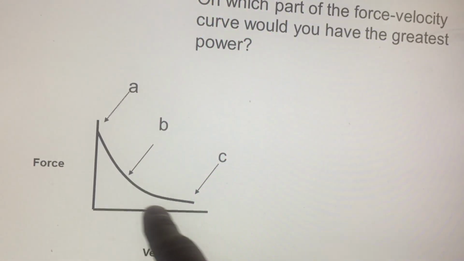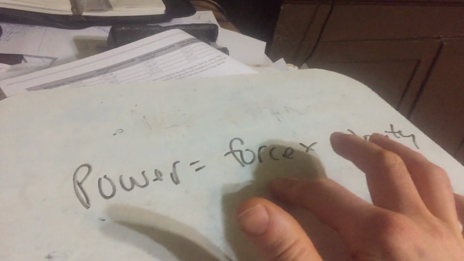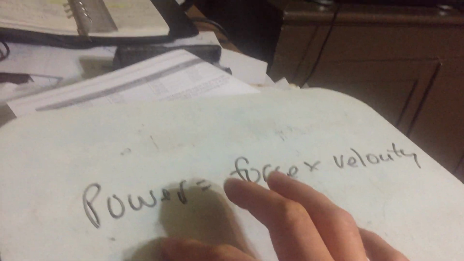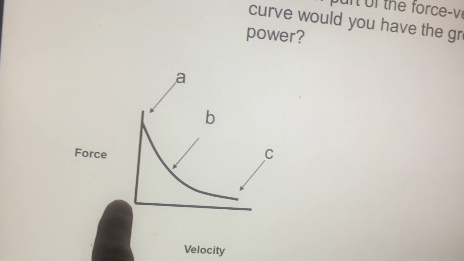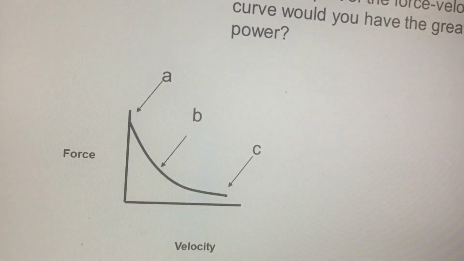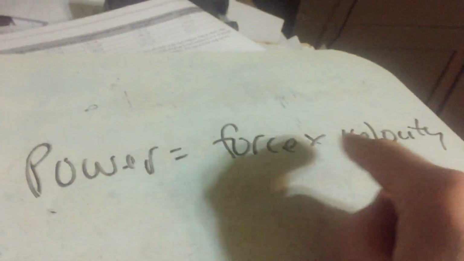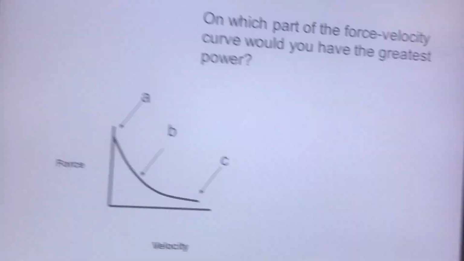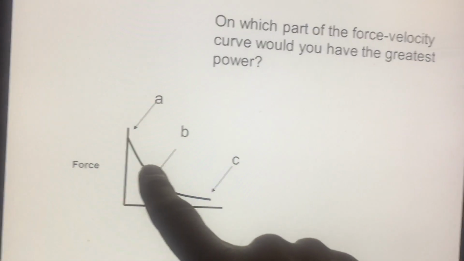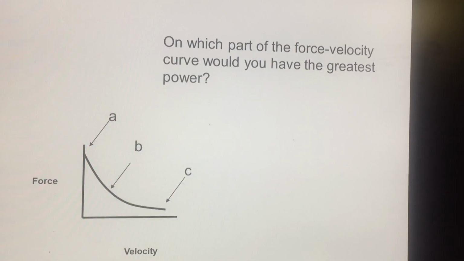So that's getting towards zero force, which by this equation, if you have zero in one of these variables, then your power is going to be zero. Same thing out here. You can have a very high force output, but zero velocity. So out here at point A, your power would be close to zero, because your velocity is close to zero. So the correct answer here would probably be B. It would be at a moderate velocity and moderate force output. That's where your optimal power output would be.